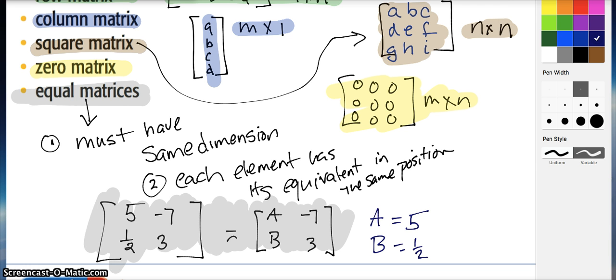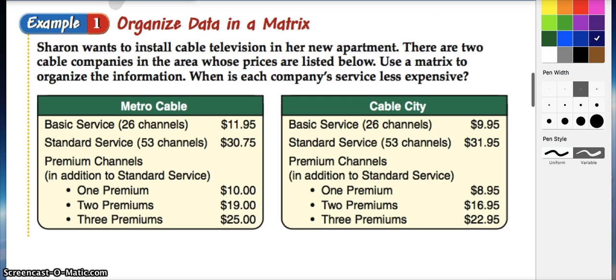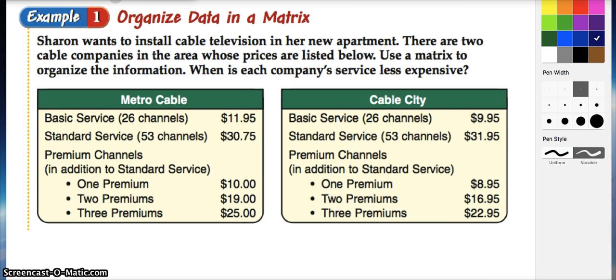And that's it for vocabulary. Let's get to some examples. Here in example 1, we're going to organize our data into a matrix. Sharon wants to install cable television in her new apartment. There are 2 cable companies in the area whose prices are listed below.